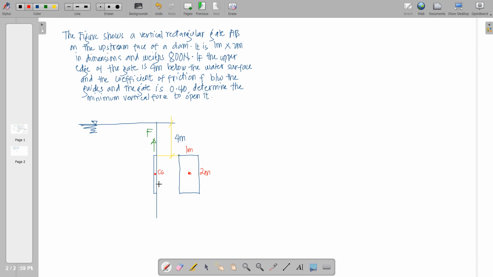So this will be our center of gravity, and that will be our center of pressure. On that center of pressure lies the hydrostatic force P. The dimension of this P from that center of gravity is dimension e. Of course, we also consider the weight of this gate equivalent to 800 newtons. There shall be 800 newtons concentrated along the center of gravity.